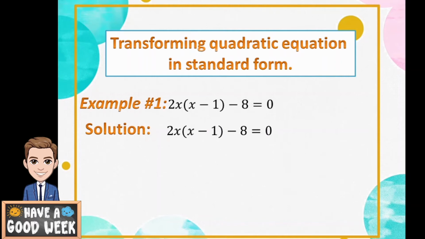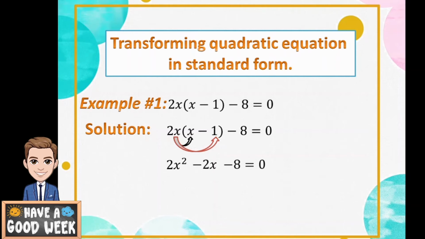Step by step process tayo. So, first thing that you need to do is distribute. Okay, distribute 2x inside the quantity. Again, distribute 2x dito sa loob ng parentheses. Okay? So, 2x times x. That is 2x squared. And then, 2x times negative 1, negative 2x. Okay? Dinistribute ko lang siya. And then, copy mo lang yung negative 8 equals 0.